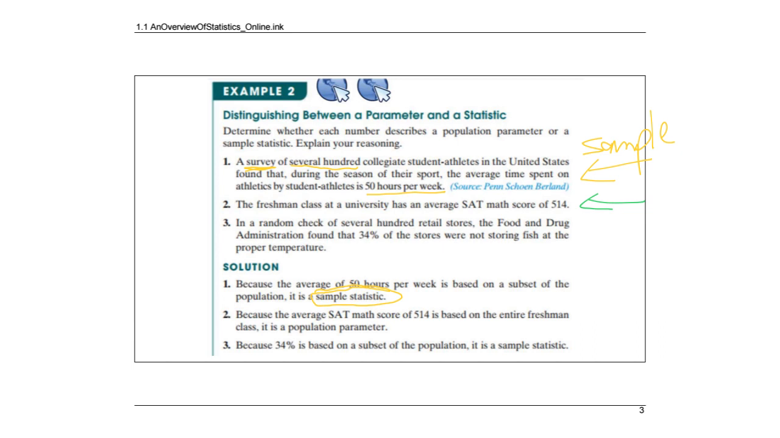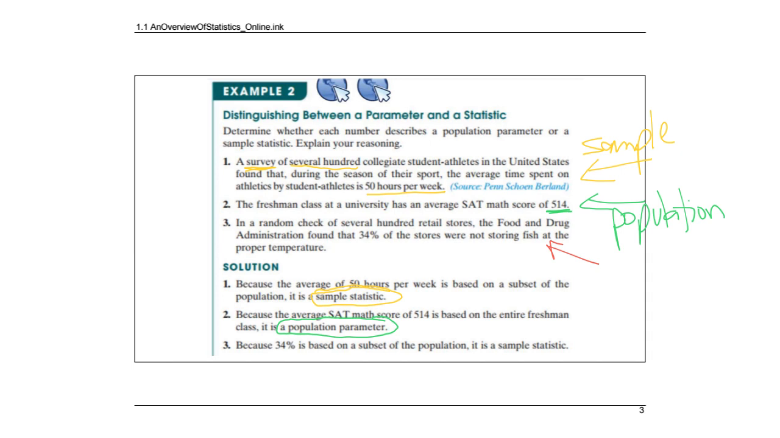All right, for number 2, it says the freshman class at a university has an average SAT math score of 514. So that means they looked at every single freshman at that university. So that is going to be a population. And because of that, this math score of 514 is going to be a parameter. So it's a population parameter because we looked at every freshman at that university.